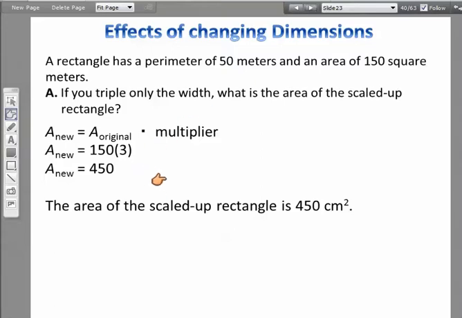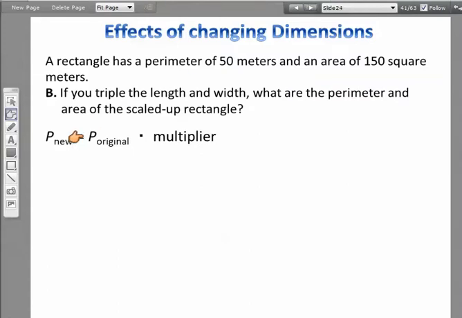Now if you look, if I've tripled only the width, then my area is going to triple. If you triple the length and width, what are the perimeter and area of the scaled up rectangle? Well, to get my new perimeter, I'm going to take my original perimeter multiplied by 3, which triple is my multiplier and it means 3. So my original perimeter is 50, my multiplier is 3, so my new perimeter would be 150 meters.